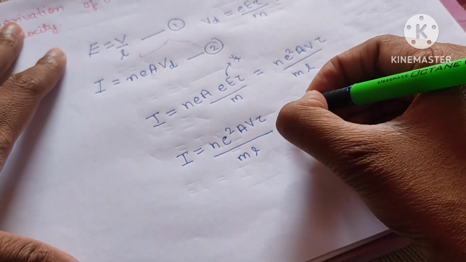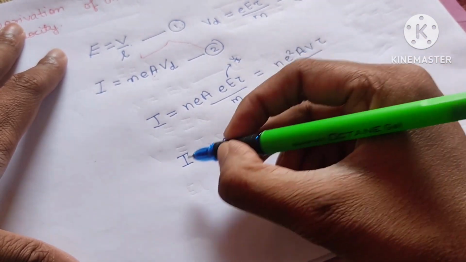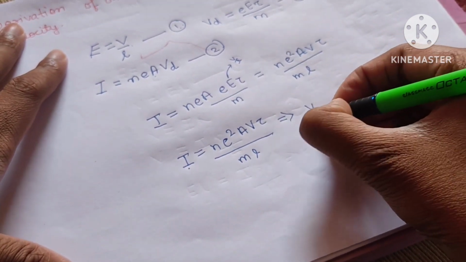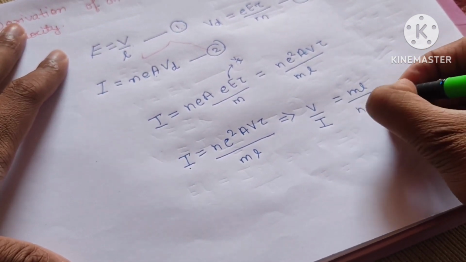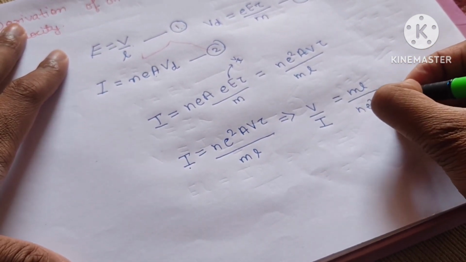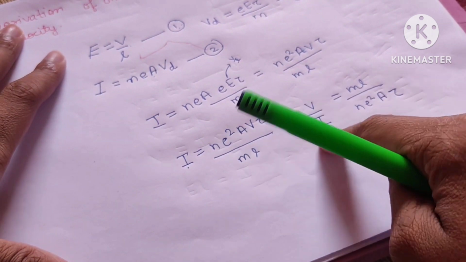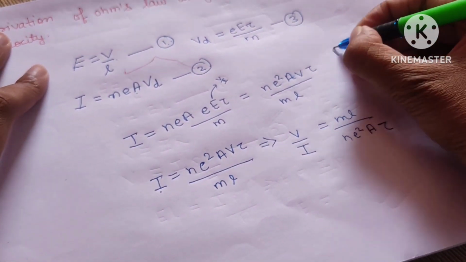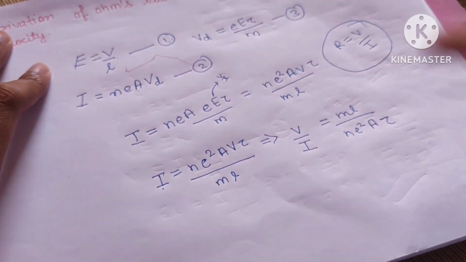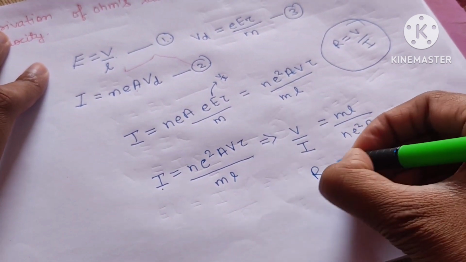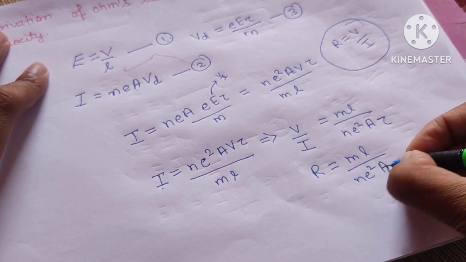Now we need to shift the values. As we know here is V and there is I, so V by I equals m L divided by n e squared A tau. V by I is nothing but the resistance, so we'll put the value here: R is equal to m L divided by n e squared A tau.